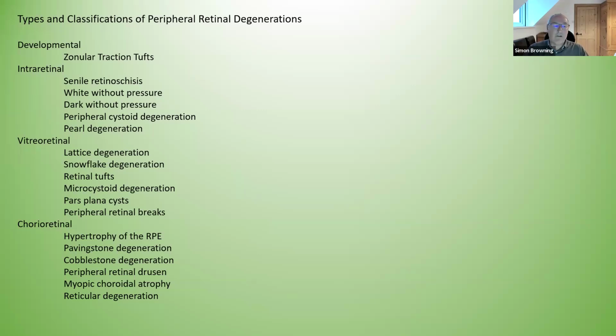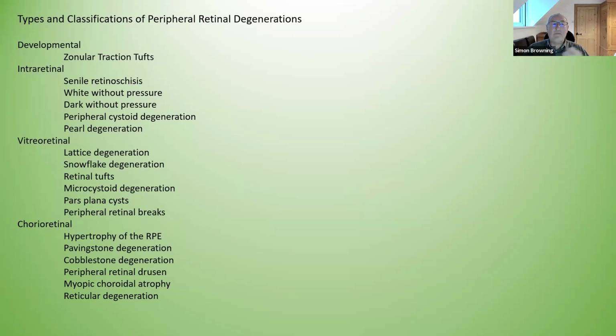And then the chorioretinal ones: hypertrophy of the RPE, paving stone and cobblestone, which we're going to spend a bit of time on this evening, myopic choroidal atrophy, reticular degeneration. So there's an awful lot of changes going on out in the periphery.